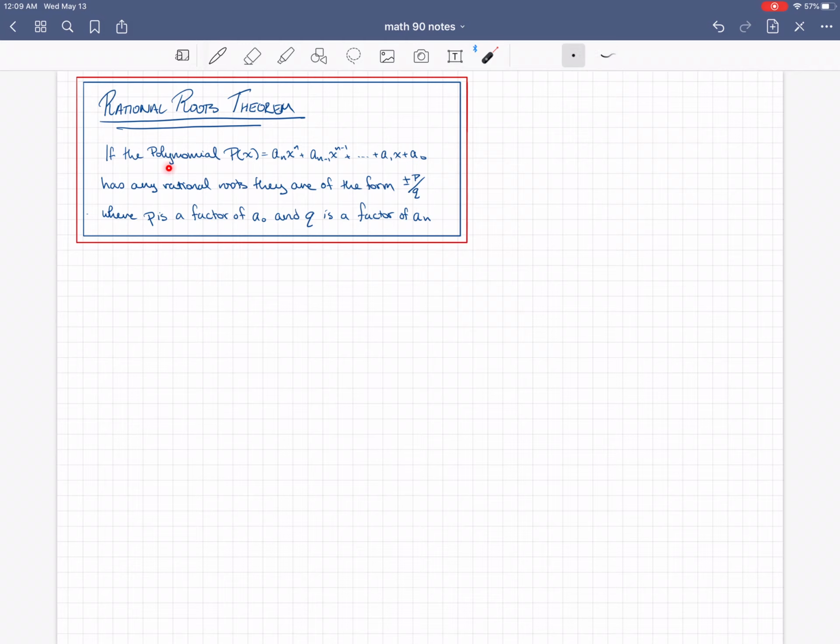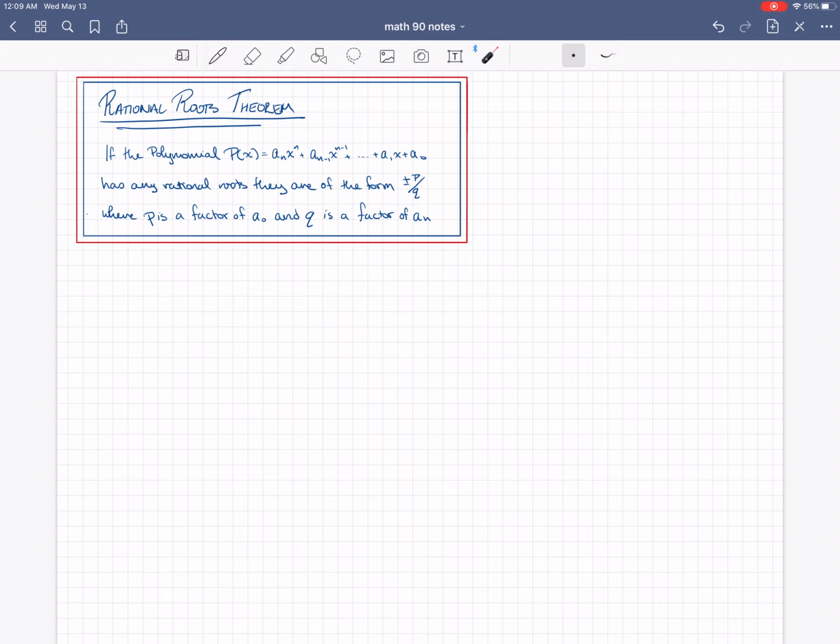If the polynomial p of x equals a sub n x to the n plus a sub n minus 1 x to the power n minus 1 plus so on and so forth plus a sub 0, has any rational roots, they are of the form plus or minus p over q, where p is a factor of a sub 0 and q is a factor of a sub n.